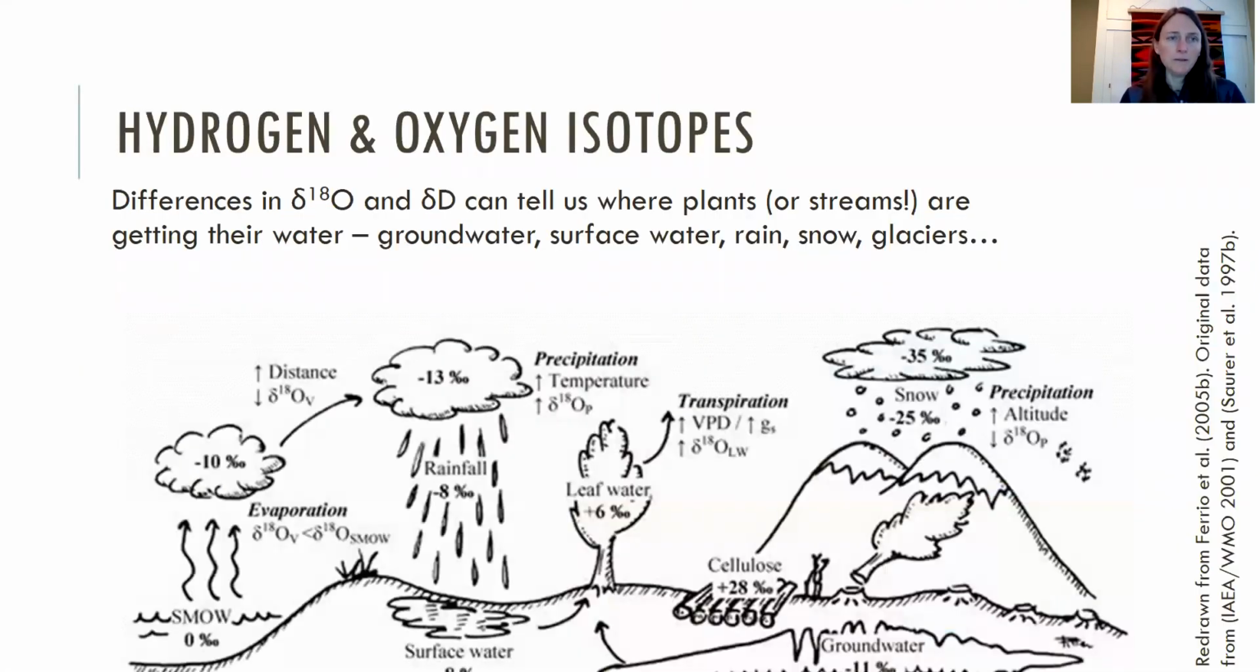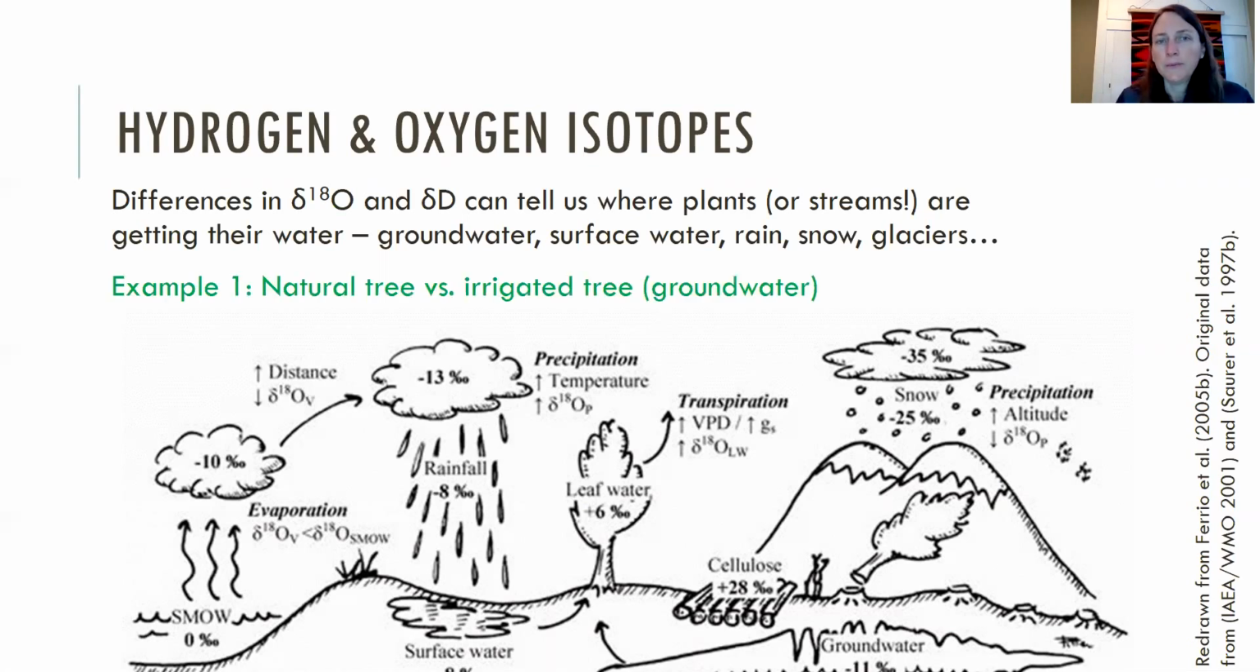Here's some more information. Both hydrogen and oxygen isotopes are really valuable when it comes to studying water. And so we can tell where a plant is getting its water or where a stream's water is coming from. Different types of water will have different isotope signatures: groundwater versus surface water versus rainwater versus snow versus glaciers. So if you take a water sample, you can run it off to the lab and ask them what the isotope concentration is, and that might give you an idea of what kind of pool the water was most recently in on land.